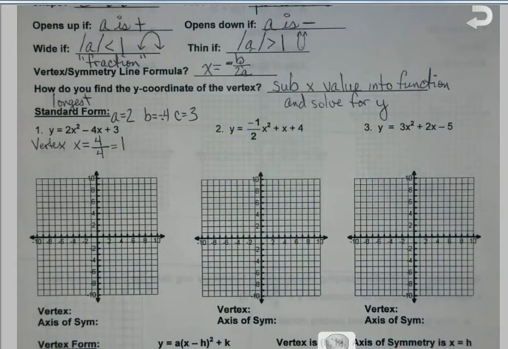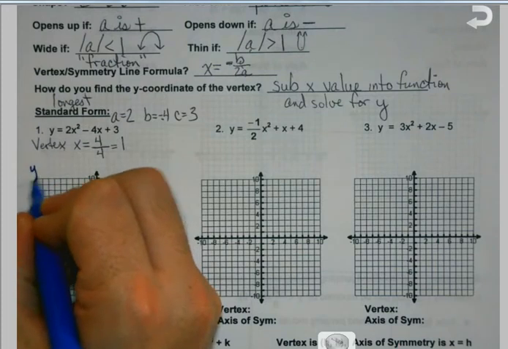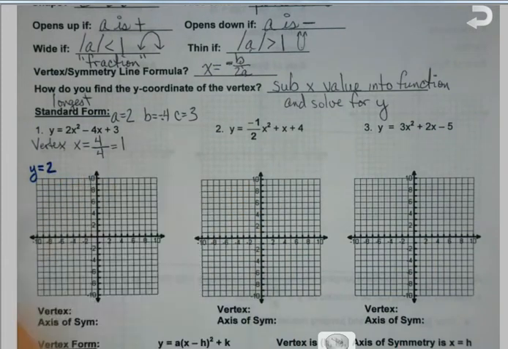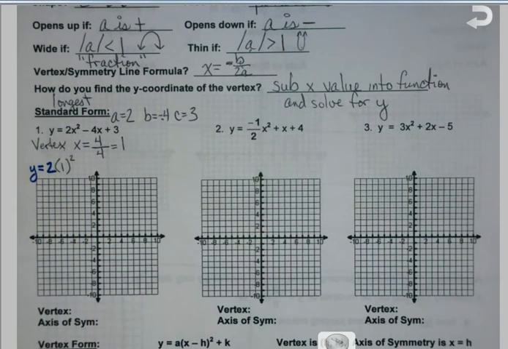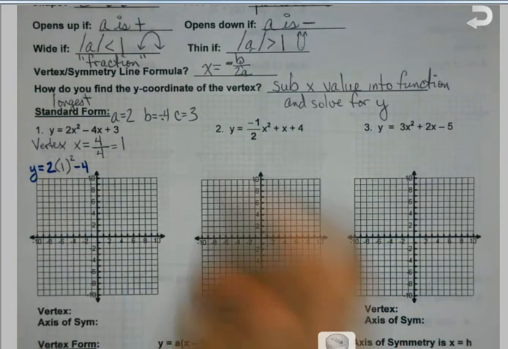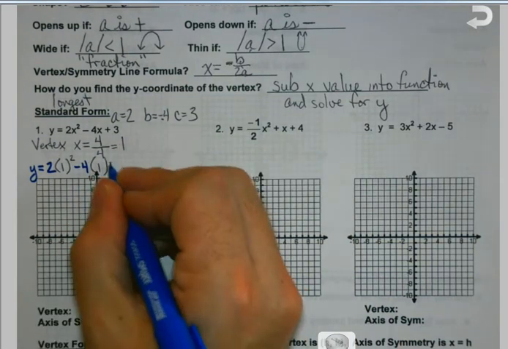But again, a vertex is a point, so I still have to figure out what y is going to equal. So here's how I do that. Here's y equals. I'm going to go through, and every time I see an x, I'm going to replace it with my x value that I just found, which is 1 in this case. And I like to use parentheses no matter what number I plug in, because sometimes when it's a negative, that'll help me from making some errors.